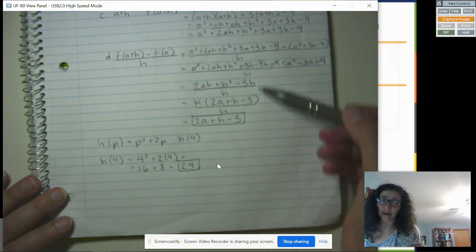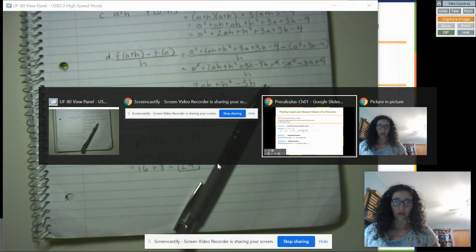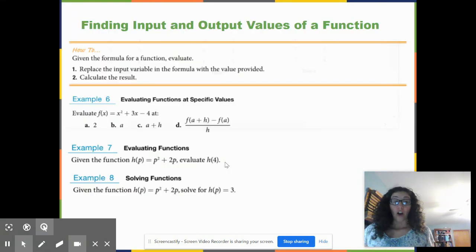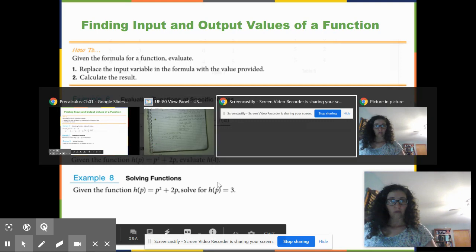So don't get freaked out about the previous example. This is the kind of thing you've got to be able to do. Not too tough. All right, so that was evaluating functions. Now we need to know how to solve functions. It's a different word, right? So here's an example. Given this function, the same function, here they asked us to evaluate it at a value. Here they want us to solve it. They say solve for h of p equals 3.